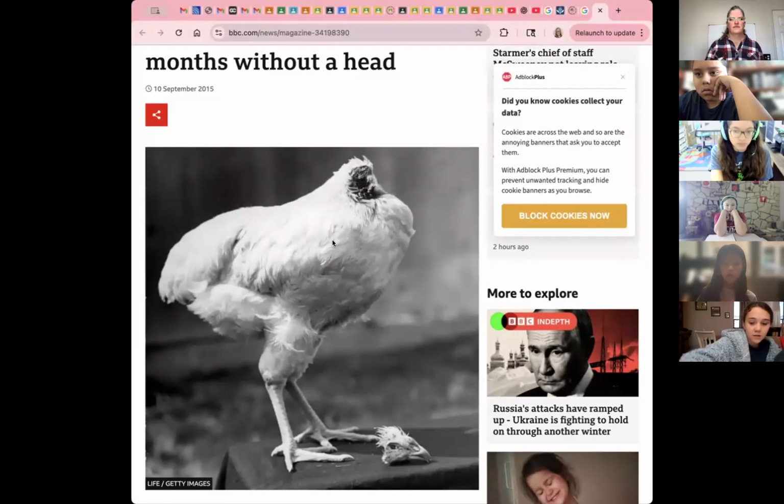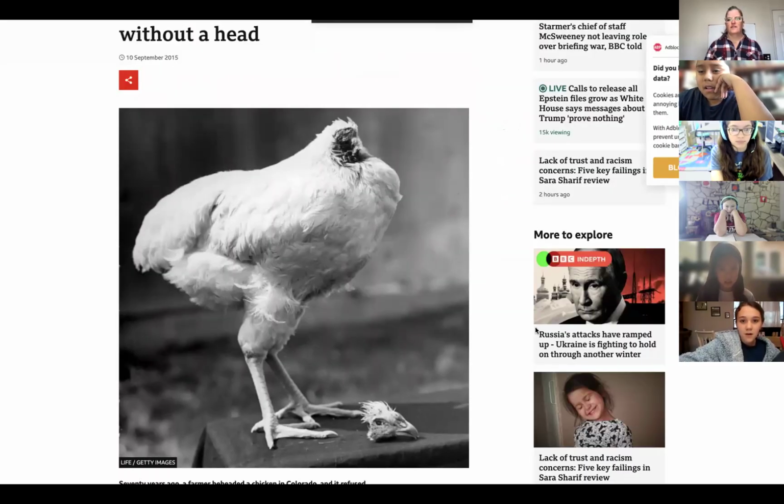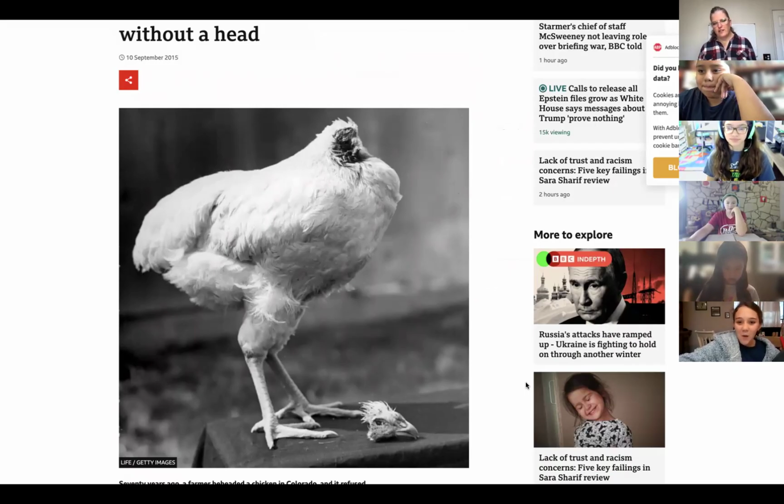All right, let me just share this picture with you. Maybe you've already looked it up, but here he is, the infamous Mike, the headless chicken, with his head at his feet.